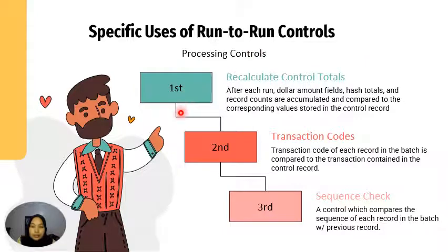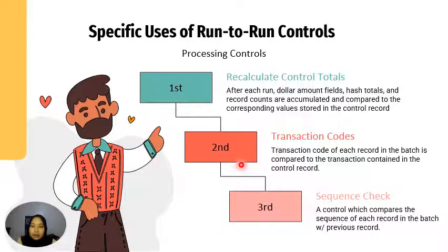The first one is it will calculate control totals. After each run, dollar amount fields, hash total, and record counts are accumulated and compared to the corresponding values stored in the control record. So in any case that a record goes unprocessed, processed twice, or lost, this will be revealed by the discrepancies between these figures, since it will calculate control totals. Thus, it will also determine errors or discrepancies.